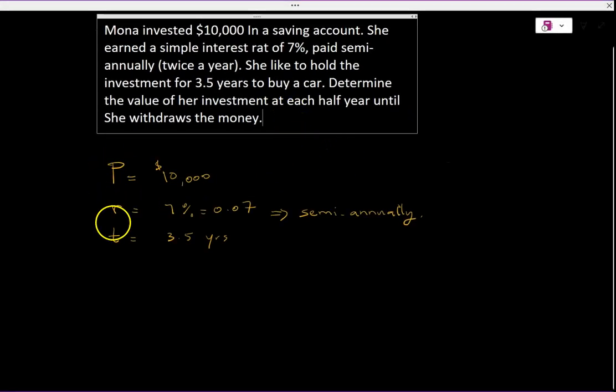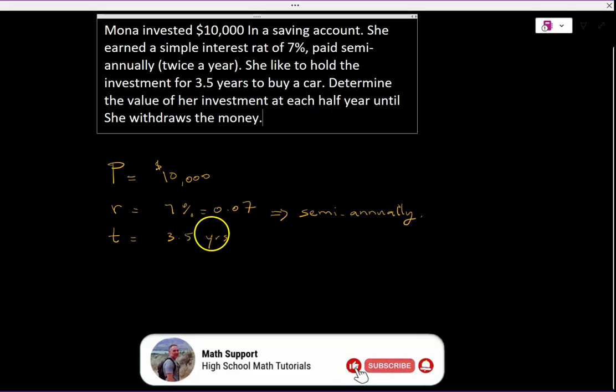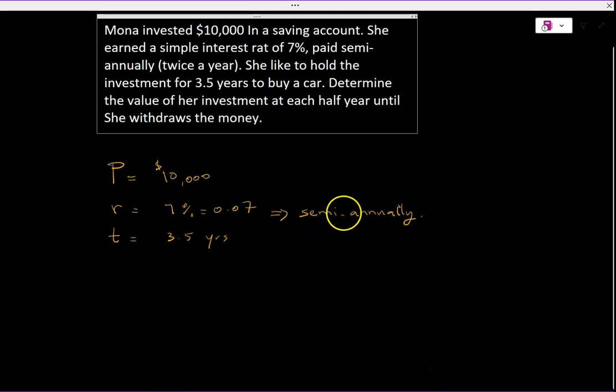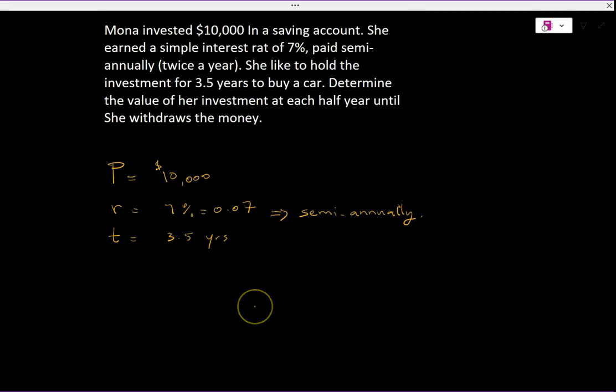So what is it that we do have? We have the principal amount, that's 10 grand. We have the rate, 7%. Change it to decimal expansion, that's 0.07. Remember that it is paid out semi-annually, so that means every 6 months she's getting that, and she wants to leave it for 3.5 years. The first 6 months, so we start with the 10,000, and the first 6 months, which is the first round, she gets 7%, and that means she gets $70.